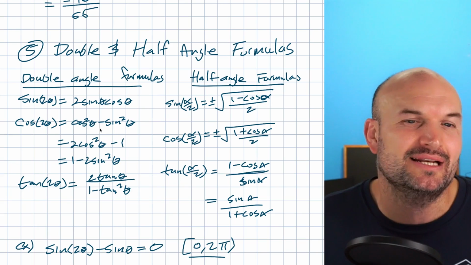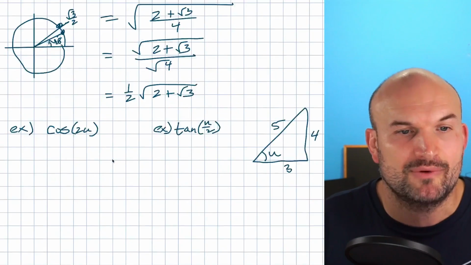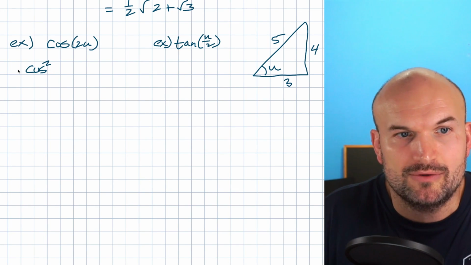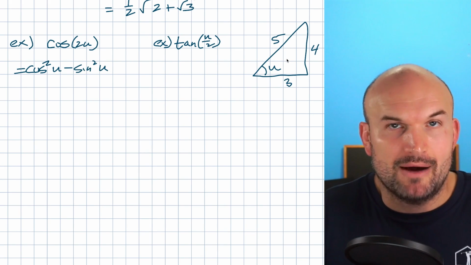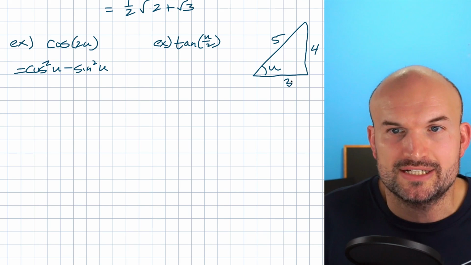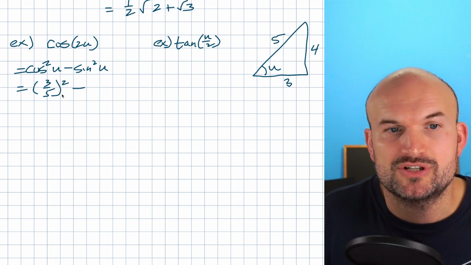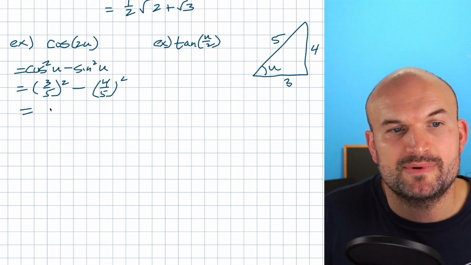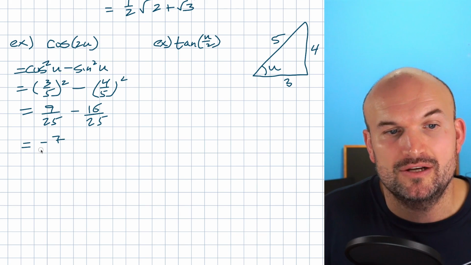When I'm evaluating, I typically like to use cosine squared minus sine squared to evaluate my expression. So the cosine of 2u is going to equal the cosine squared of u minus the sine squared of u. Now I just look at my triangle and say, what's the cosine? Cosine is adjacent over hypotenuse. So that's going to be 3/5 squared minus the sine, which is 4/5 squared. So 3/5 squared is going to be what? 9 over 25 minus 16 over 25. 9 minus 16 is going to equal negative 7 over 25.